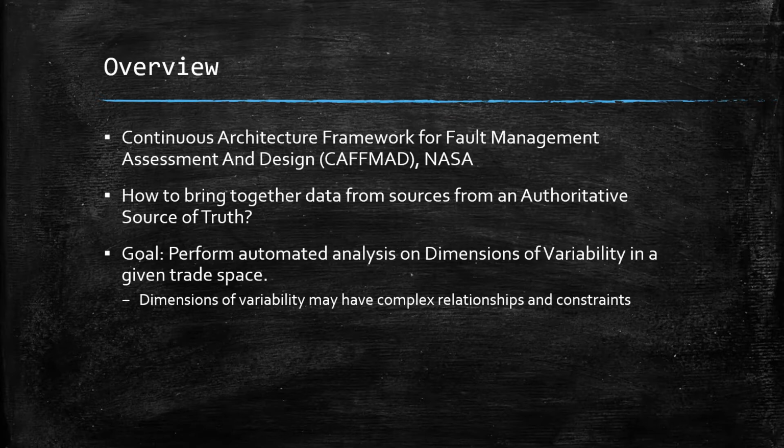CAFMAD would have the role of bringing together data from what is called an authoritative source of truth. This is a system of tools containing trustworthy information from a reliable source. However, the overall goal for CAFMAD is to perform an automated analysis on dimensions of variability in a trade space, with variables being either discrete or continuous. As it turns out, this would be more difficult than simply comparing two components, since dimensions of variability can have complex relationships of varying constraints.